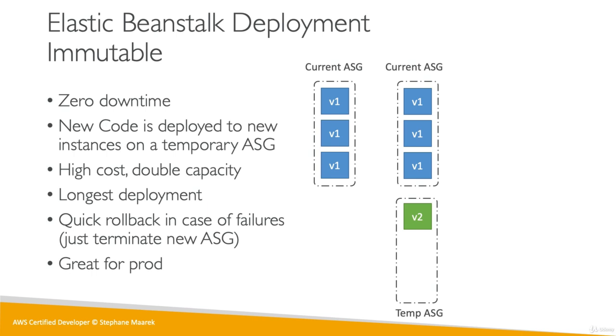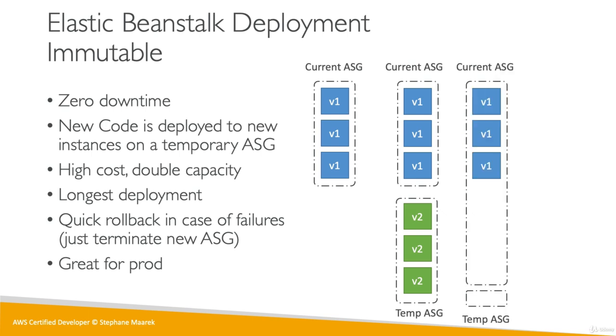And if it works and it passes the health checks, it's going to launch all the remaining ones. So right now, 3 instances. When it's happy, it's going to merge the ASG with the temporary ASG. So it's going to move all the temporary ASG instances to the current ASG. So now in the current ASG, we have 6 instances, okay?